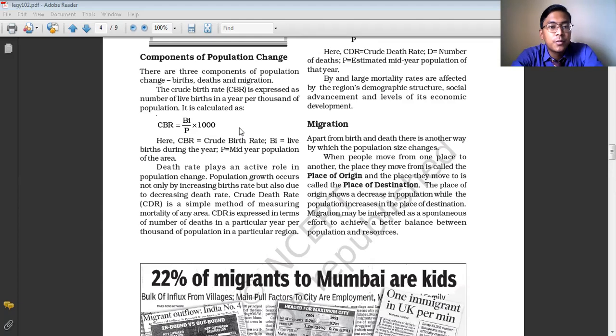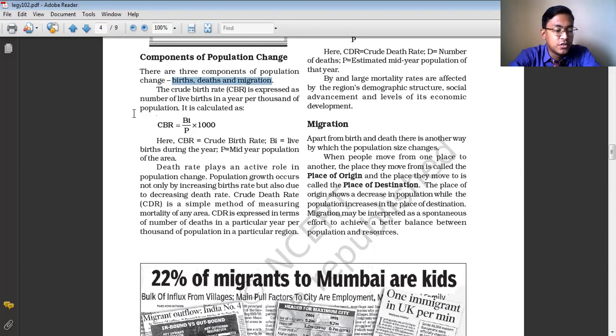The three components of population change are birth, death, and migration, or you can say the birth rate, the death rate, and migration. These are the three components of population change, because if you see the population growth rate of any particular country, you will find that these three are the main factors because of which the population has increased or decreased in a certain geographical area.